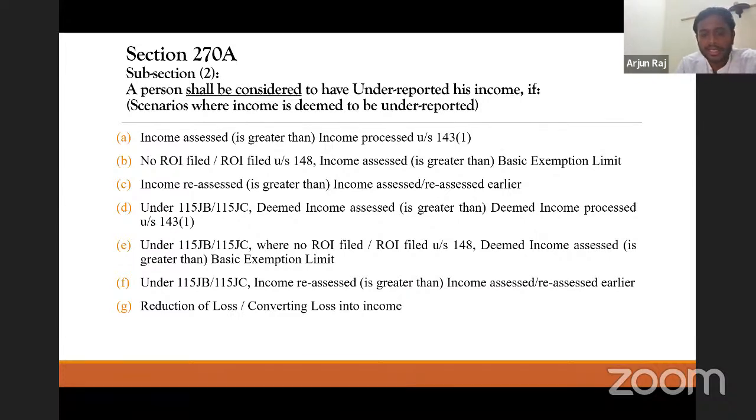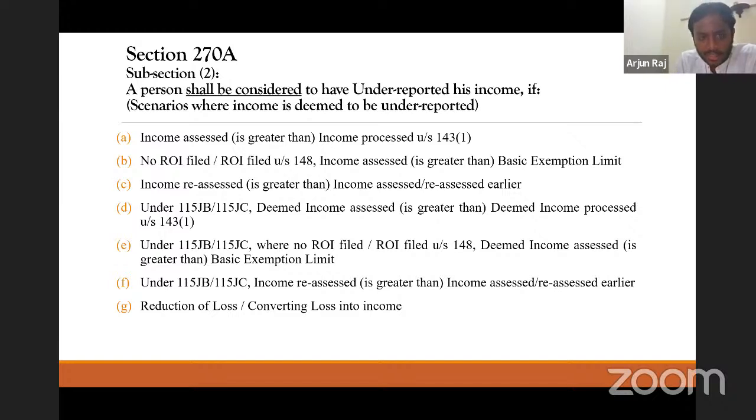Once the income is getting assessed at 3.5 lakhs, let's say, and the basic exemption is 2.5 lakhs, immediately the provisions of 270A would get attracted in terms of subsection 2. It will fall within the definition of underreported income. Then, income reassessed is greater than the income assessed or reassessed earlier. That is in the context of a second assessment being carried out.